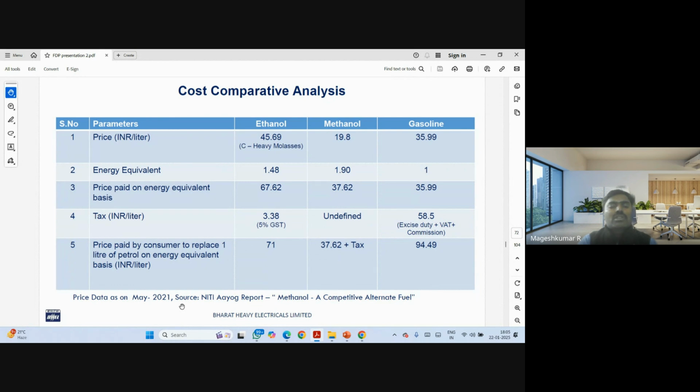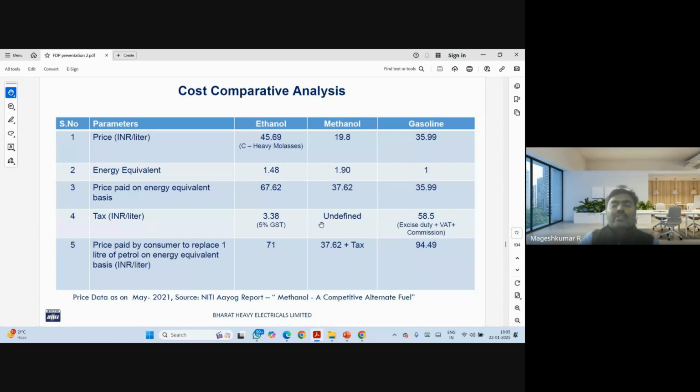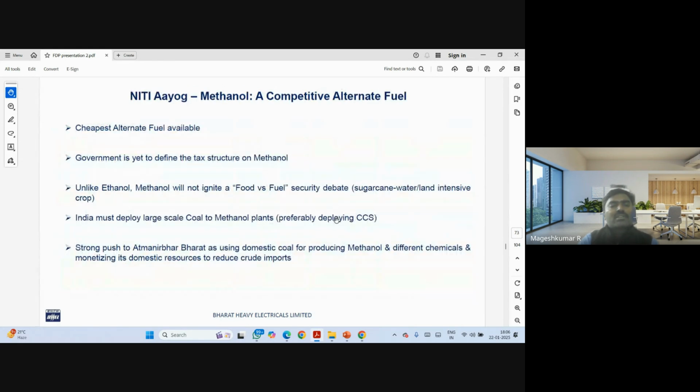If you compare with the 2021 rate, it is far cheaper. When we are blending, we can reduce the fuel cost. Whether it would be passed on to the individual or customer, it would be reducing the import bill of the government to a great extent. Then with respect to Niti Aayog, methanol, a comparative alternate fuel, is the cheapest alternate fuel available.